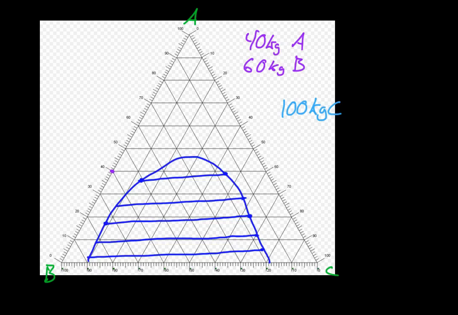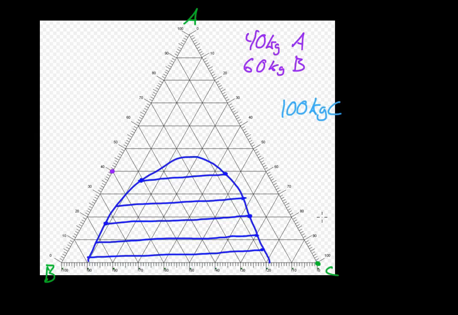And we have 60 kilograms of B, so that is 90, 80, 70, 60. So our point is right there where it should be. And then we have pure C, but we have 100 kilograms. It's just pure, so it's all the way down here. Then what we do is we draw a line between these two.